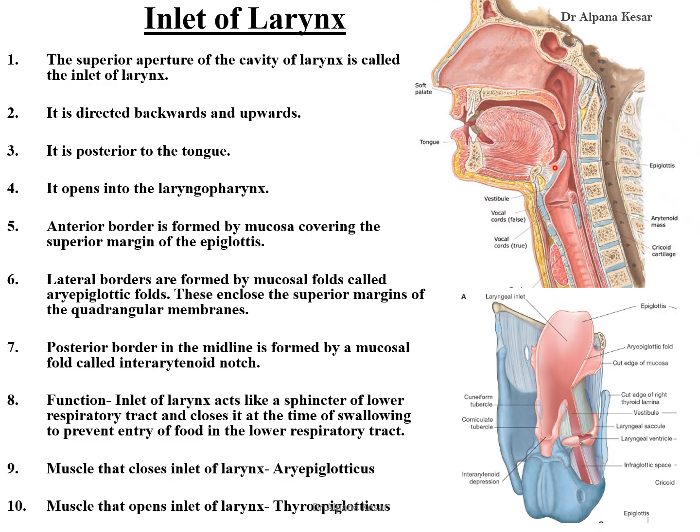The inlet of larynx closes at the time of swallowing. This prevents the entry of food into larynx and thus the trachea. The muscle that closes the inlet of larynx is the aryepiglotticus, and the muscle that opens the inlet of larynx is thyroepiglotticus.